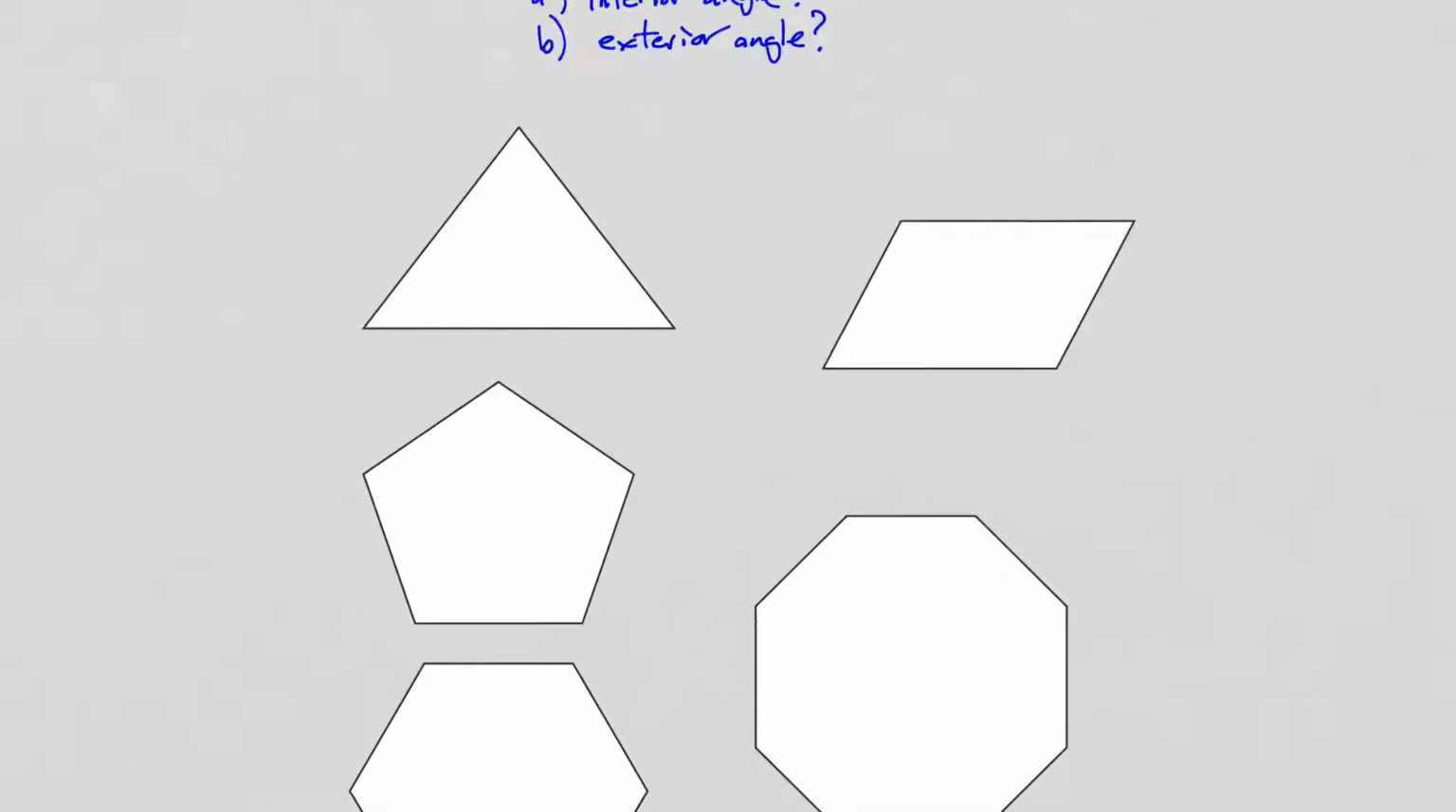So basically, the two questions I want to get answered here are: one, what is an interior angle? And two, what is the exterior angle? Okay, I already did the triangle, so I'm not going to do that again. So I like to do this pentagon here.